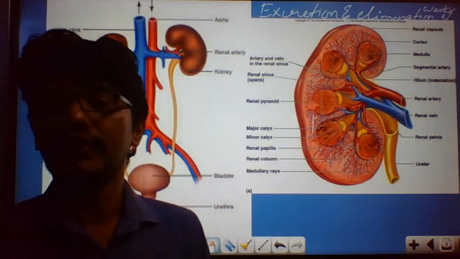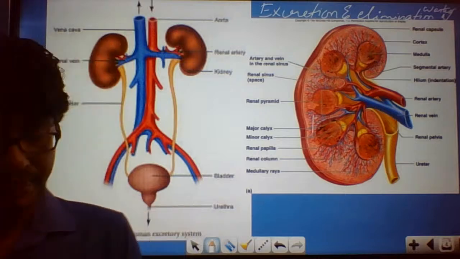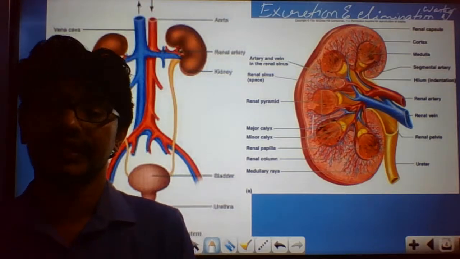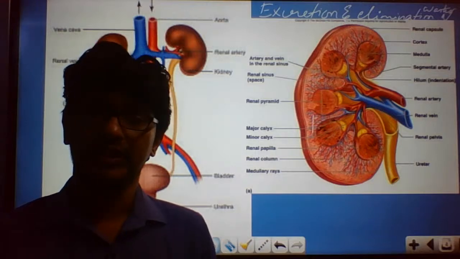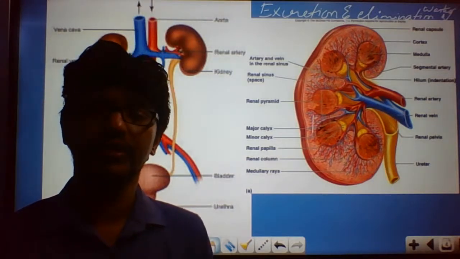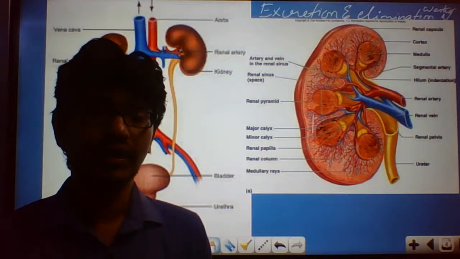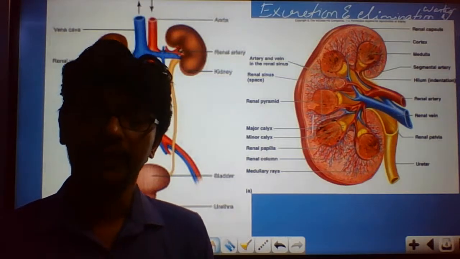Okay, so we'll start with this particular chapter, the excretion and elimination of waste. Coming to the main functions of the excretory system, the kidneys are the main organs. The functions are elimination of the nitrogenous waste. What are the nitrogenous wastes that we're talking about? We talk about ammonia, urea, and uric acid. Along with this nitrogenous waste, the carbon dioxide, your pigments, right?